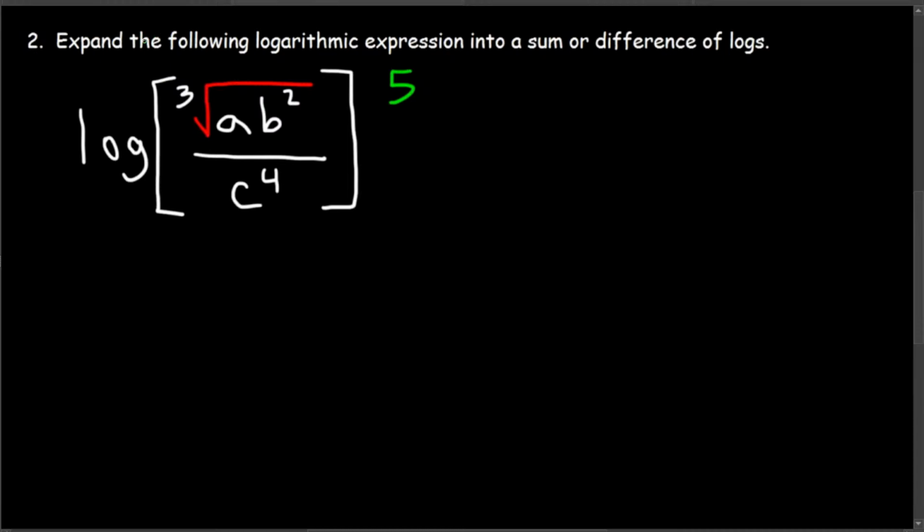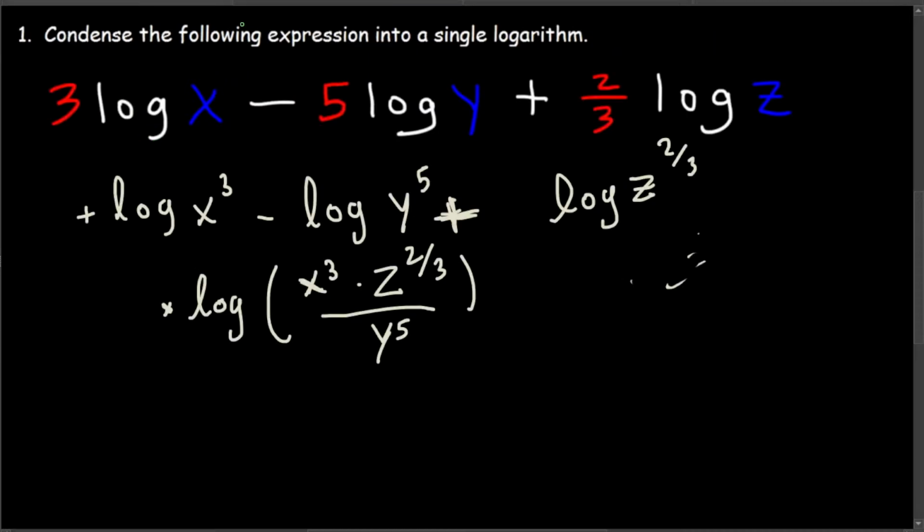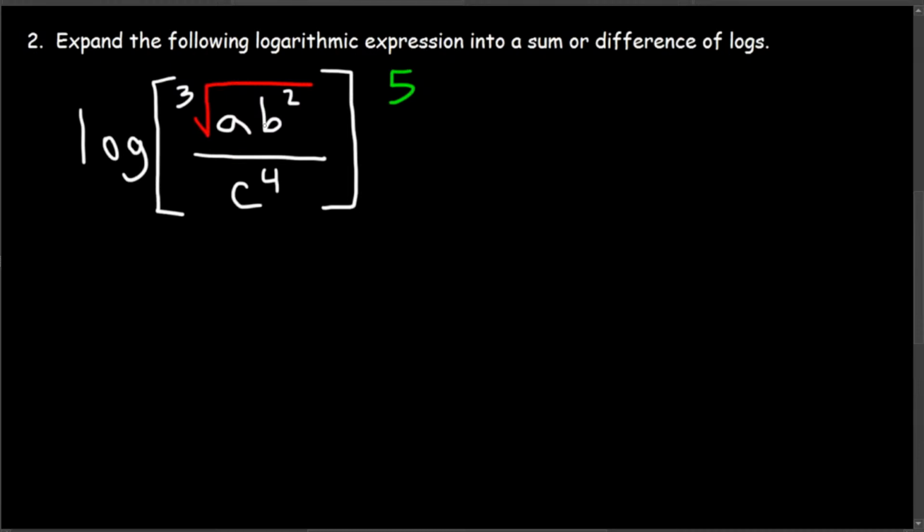This is our next problem. Here it's asking to expand the following logarithmic expression into a sum or difference of logs. This is opposite to what we did before. Before we condensed; here they have already condensed and we have to expand. Now let's see how to do that. First, I'm going to rewrite these things. Here we have the cube root of ab squared. Instead of cube root, we can also write it as a power 1 over 3. That way it's easy to expand.